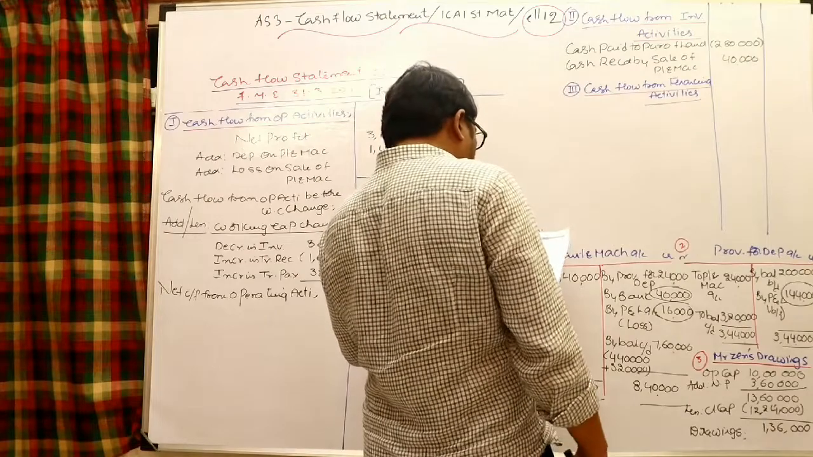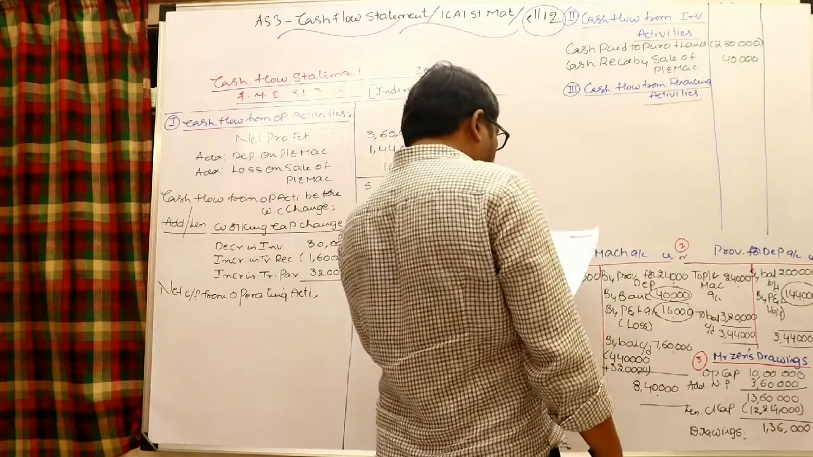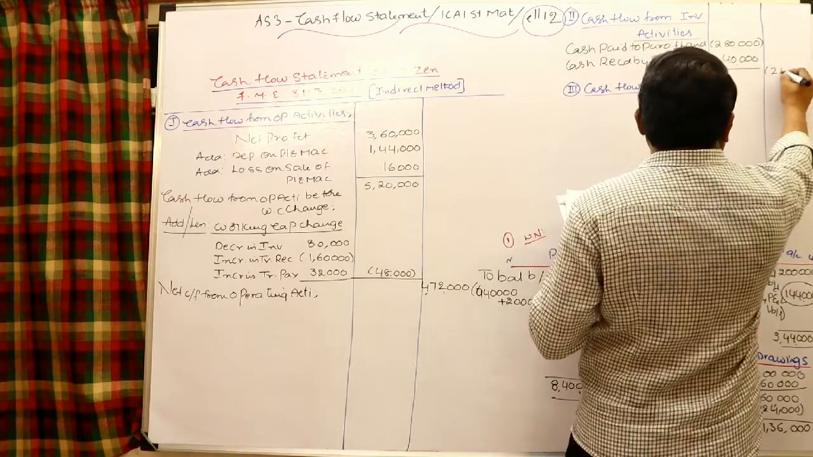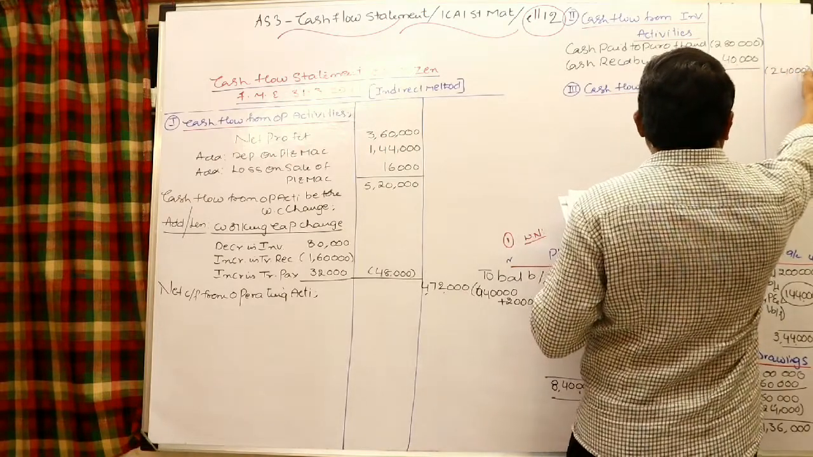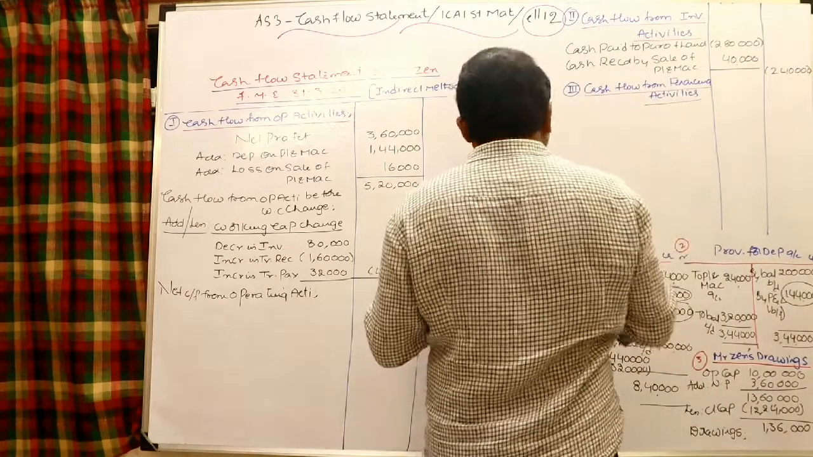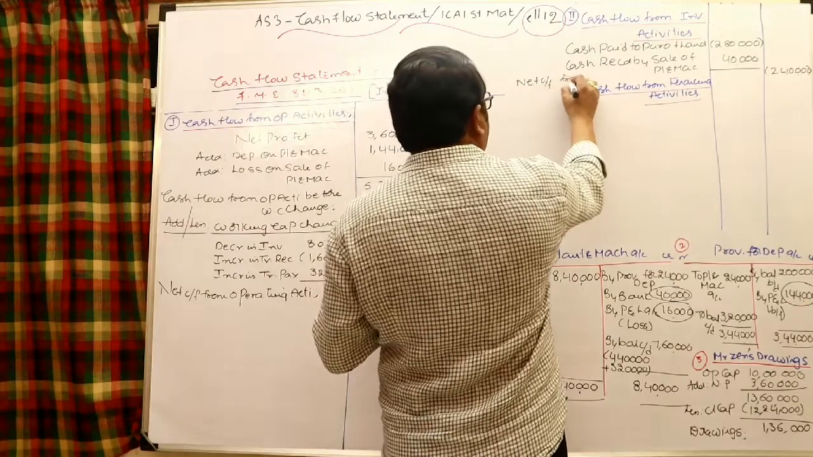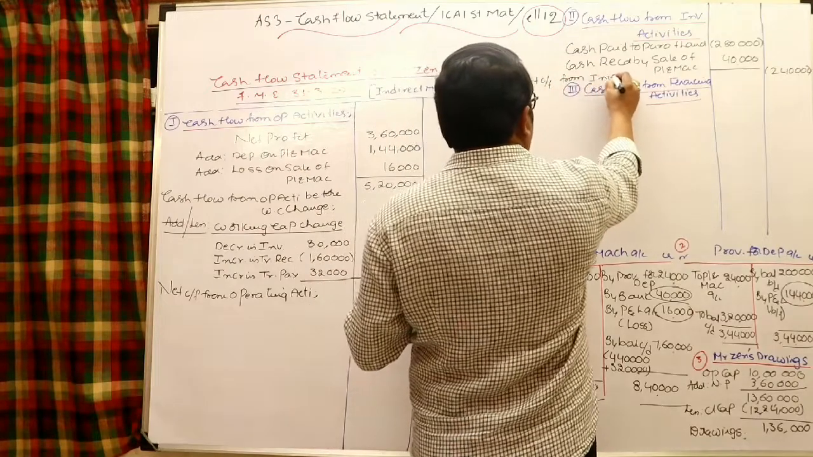Only these two activities to write here, and the net amount you can write in the outer column. This is 2,40,000. And this 2,40,000 we can say is net cash flow from investing activities.